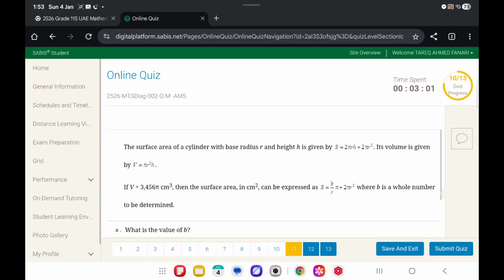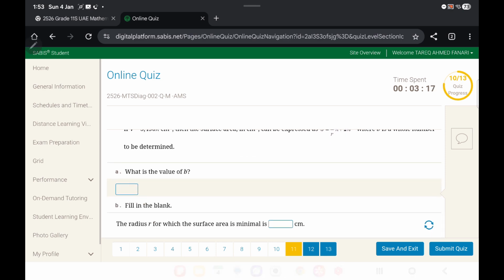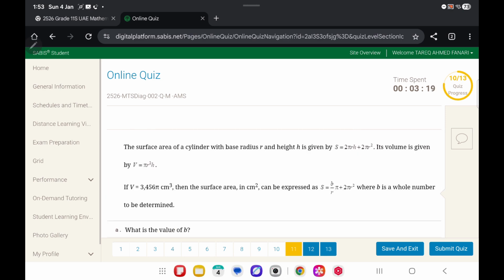The surface area of the cylinder with base r and height h is given by S equals 2 pi r h plus 2 pi r squared. Its volume is given by V equals pi r squared h. If V is equal to 3456 pi centimeters cubed, then surface area can be expressed as B over r pi plus 2 pi r squared, where B is a whole number. We determine what's the value of B. Okay, this is easy.